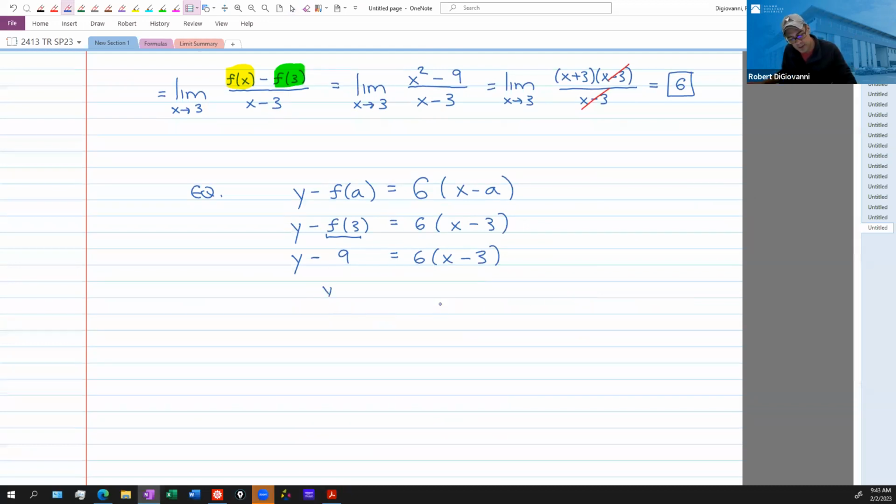All right, this is my equation. I'm going to clean it up. I'm going to distribute the 6 through. On a test, you don't have to do this. You could just box this and I'd be happy. But let's just do it. These numbers are not fractions or anything, so this should be pretty straightforward. Distribute 6 through on the right, add 9 to both sides. And you get y is equal to 6x minus 9. There we go.